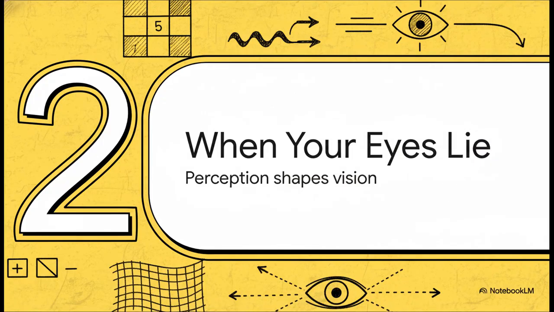So the eye is this brilliant piece of biological engineering. But here's the twist. Seeing isn't just a physical thing. It's not just about capturing light. Your brain is constantly interpreting all that data. And you know what? Sometimes its interpretation is just plain wrong.